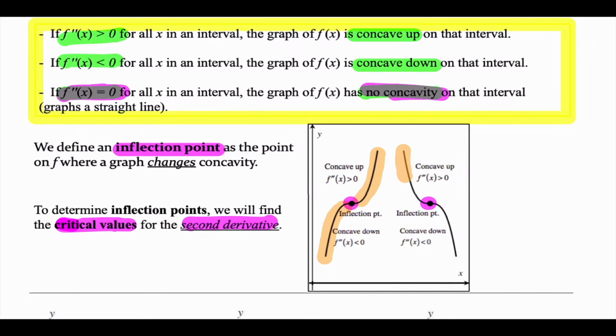Same thing here. Before the dot, it's concave up. After the dot, it's concave down. Okay? So that's what inflection points are. They're critical values, but for the second derivative.